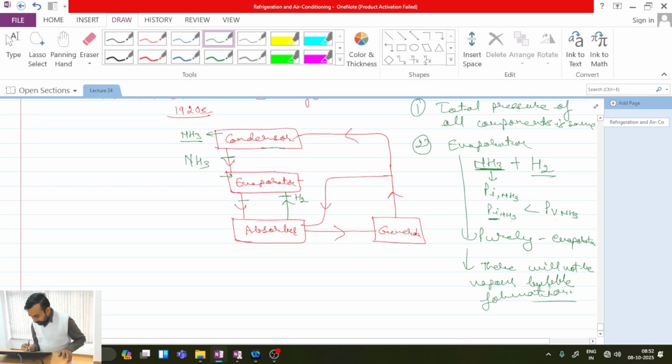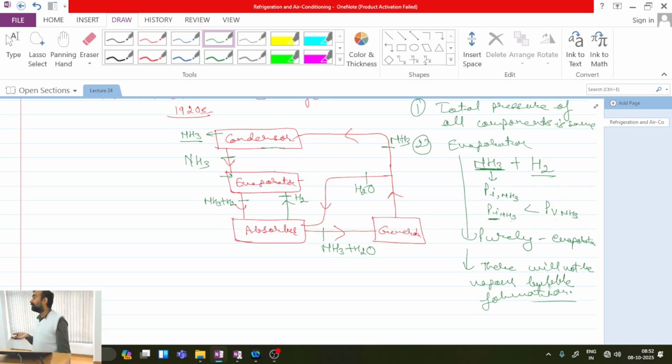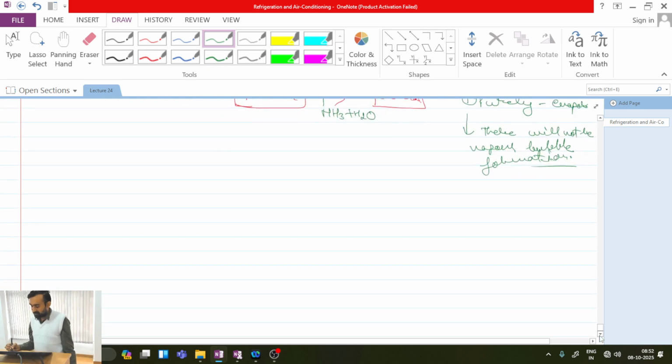Now from the evaporator in the downward direction, ammonia and hydrogen will go. In the absorber, ammonia will be absorbed by water. So here I will have ammonia plus water. Then here ammonia will be going above and here I will have water. So this is the circuit. Is this clear? Now how can this circuit work without the use of a pump?